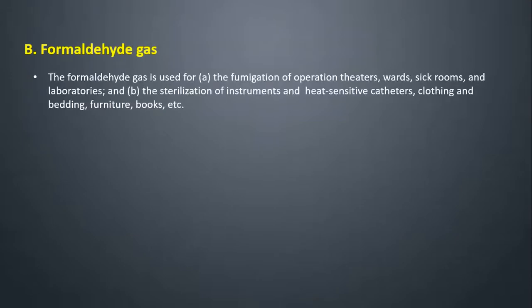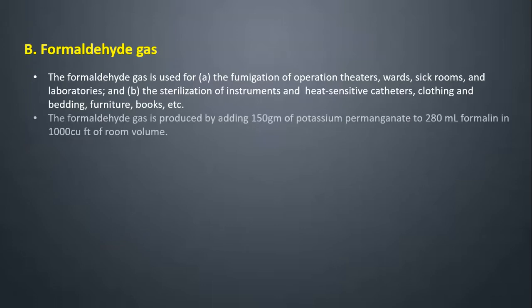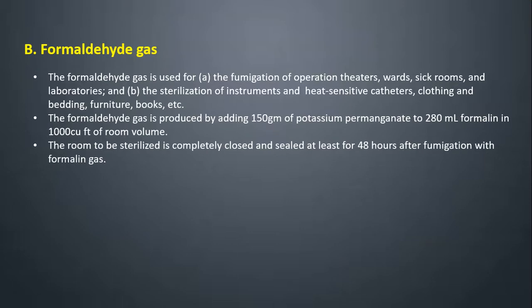Formaldehyde gas. Formaldehyde gas is used for the fumigation of operation theaters, wards, sick rooms, and laboratories, and for the sterilization of instruments and heat-sensitive catheters, clothing and bedding, furniture, books, etc. The formaldehyde gas is produced by adding 150 grams of potassium permanganate to 280 ml formalin in 1000 cubic feet of room volume. The room to be sterilized is completely closed and sealed at least for 48 hours after fumigation with formalin gas.